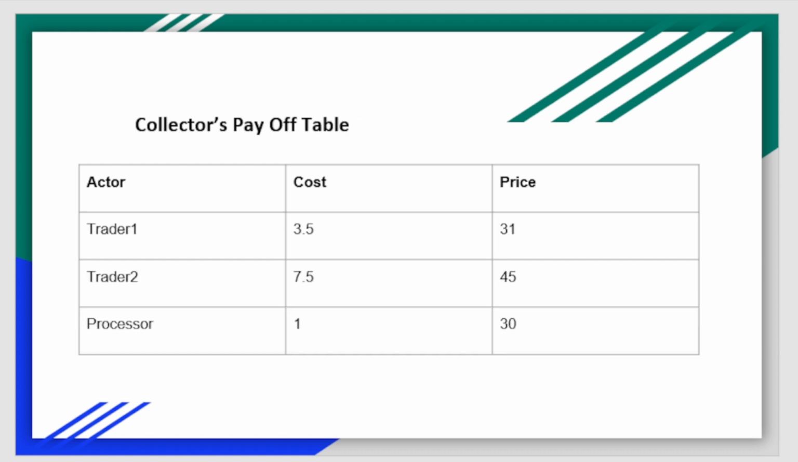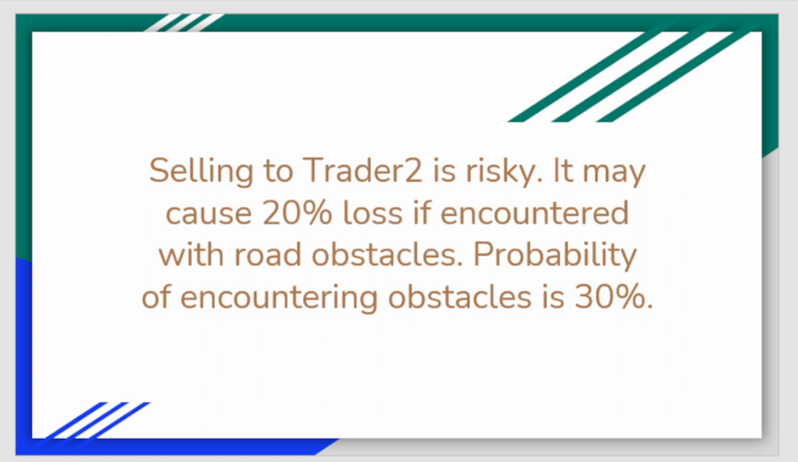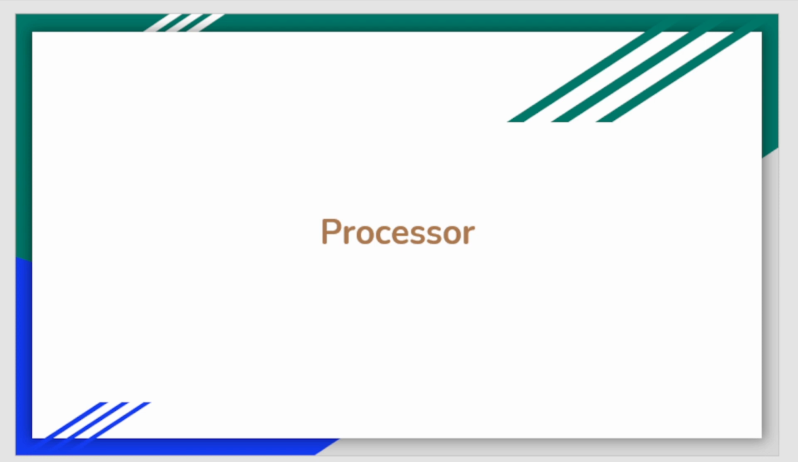Okay, for the collector's payoff table, to sell, it has three different options: either trader 1 or trader 2 or the processors. And you can see here the cost associated. The cost is specifically the transportation cost per kg and the associated price. Okay, you can see here. And selling to trader 2 is the same condition. There is a possibility of encountering the loss, and the possibility is 30%. It's the same for either the processor or collectors or the farmers.